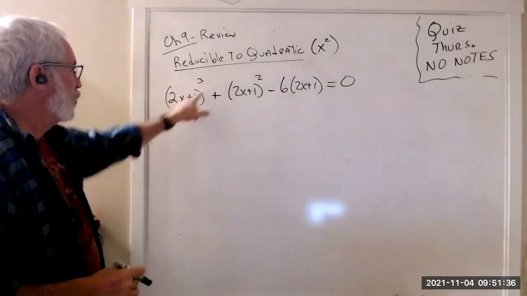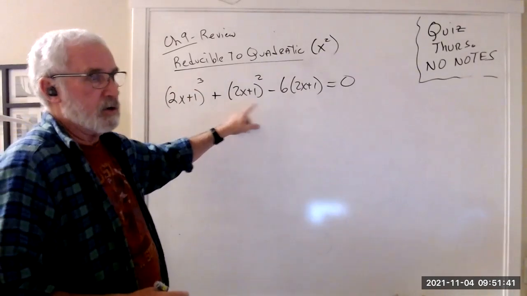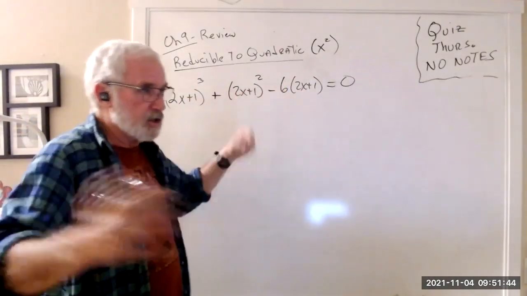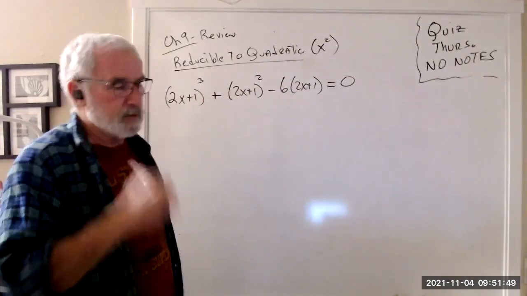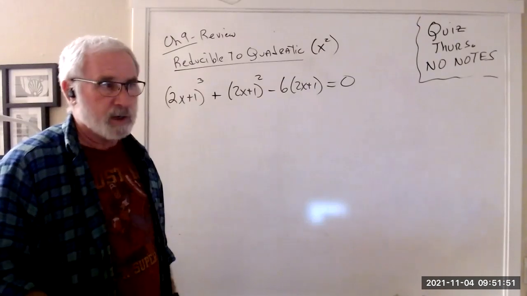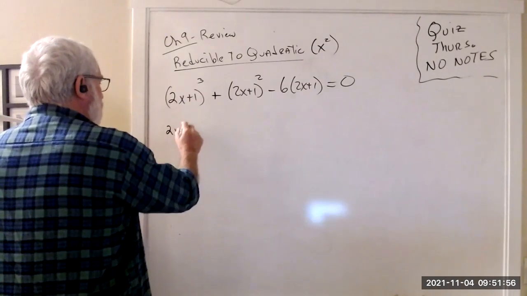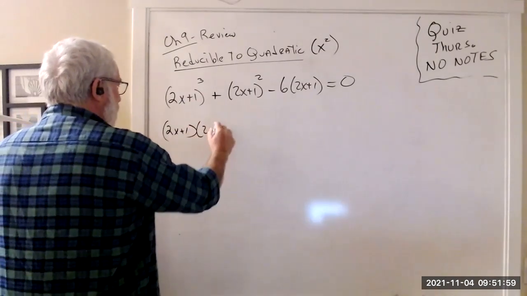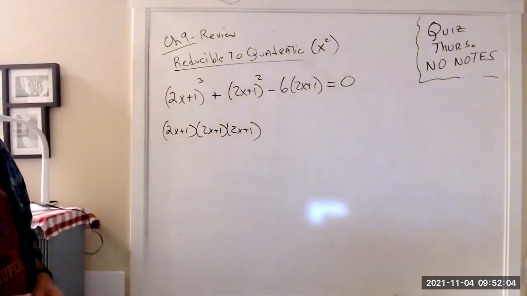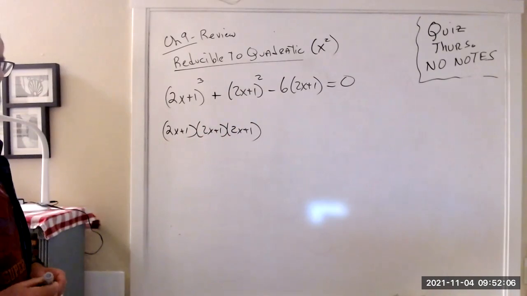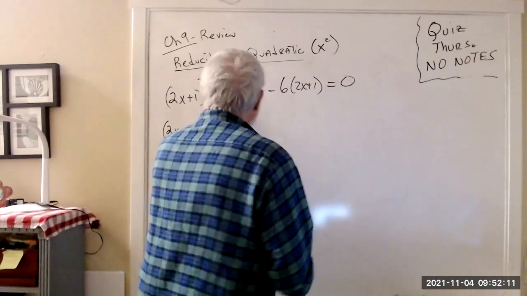One is you could cube this thing out, square this thing out, multiply by -6, combine like terms, and then go from there. Probably factor or a quad formula or something. I don't know what. And when you cube this out, by the way, you have to do 2x plus 1 times 2x plus 1 times 2x plus 1. Okay. And that's insane. It's pretty darn ugly. So I would suggest that's not the way you want to do it.